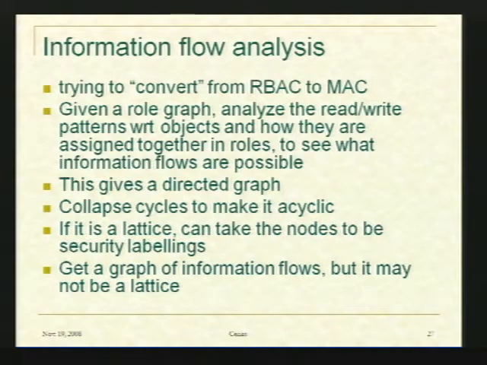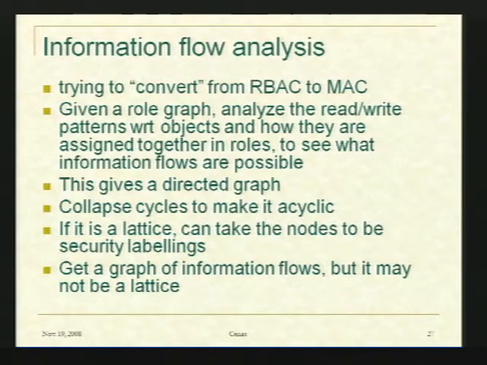And the crucial thing here is that when you're assigned a role, you get all the permissions. There's no leeway there. It comes as a unit. And so you end up with a graph that shows where information flows are possible. You collapse cycles because the things in a cycle flow to each other, so they're going to end up with the same label if you're going to label things.